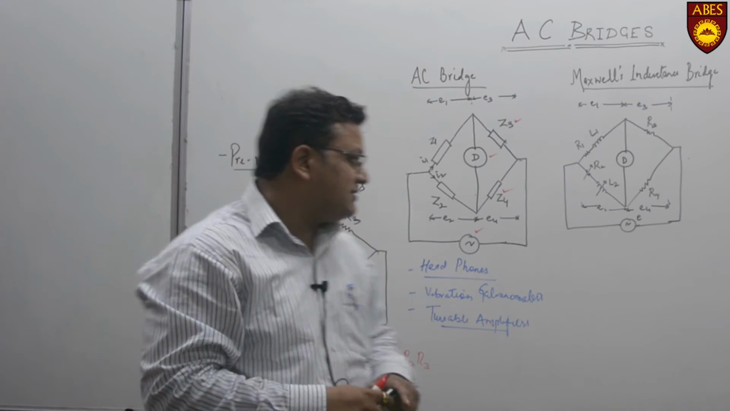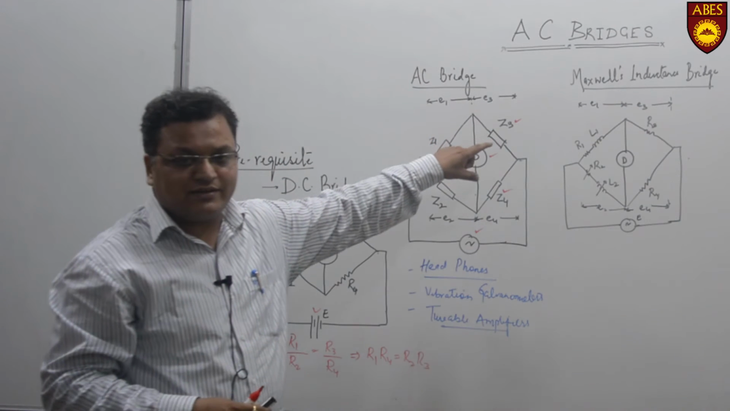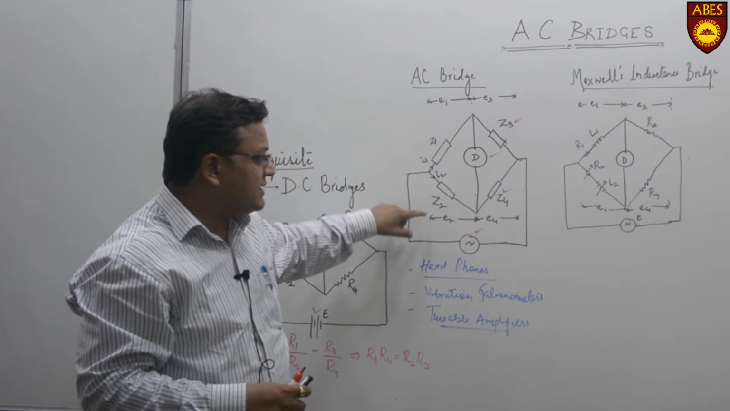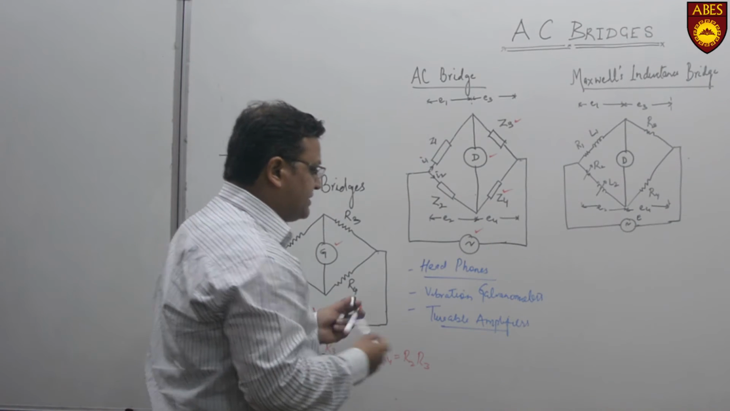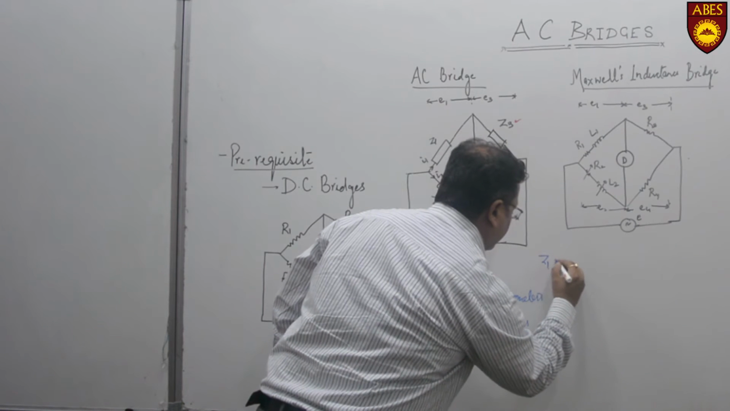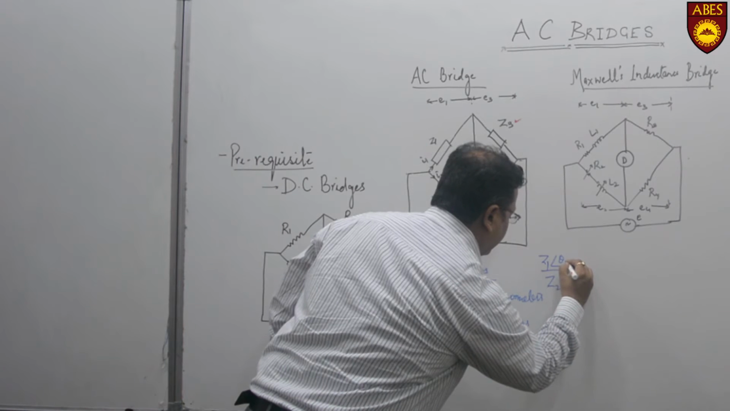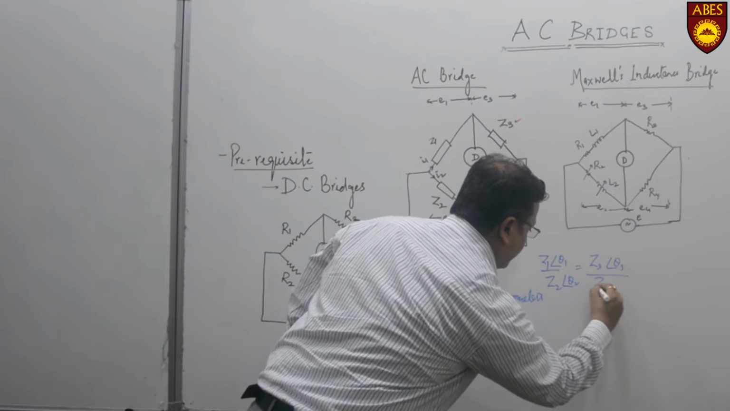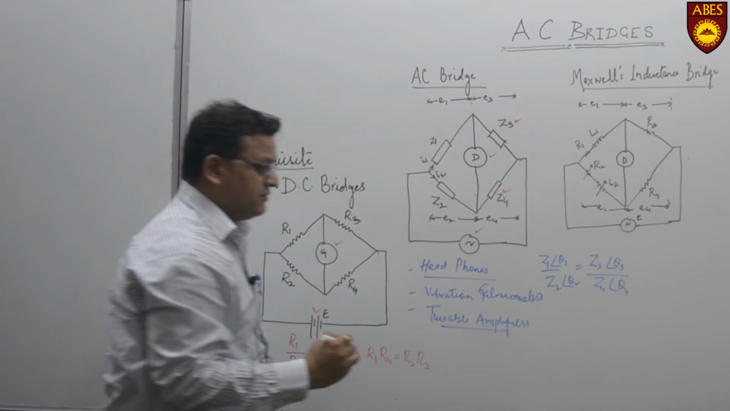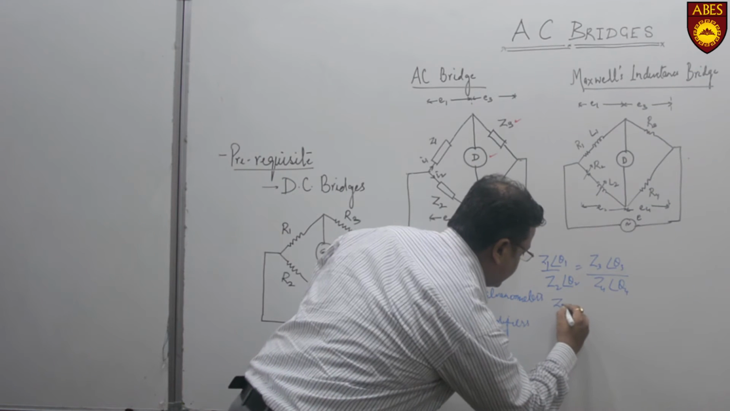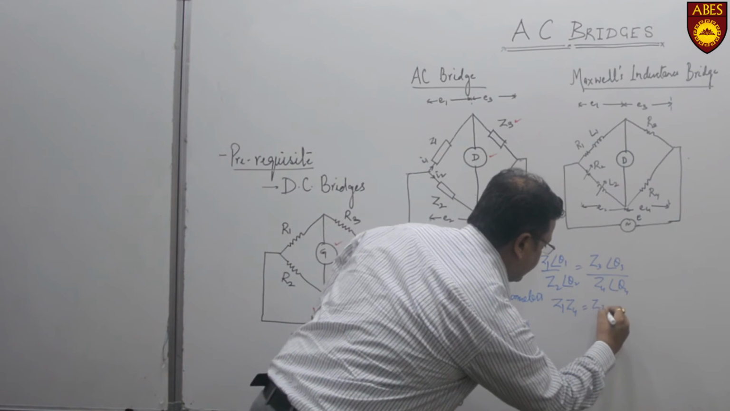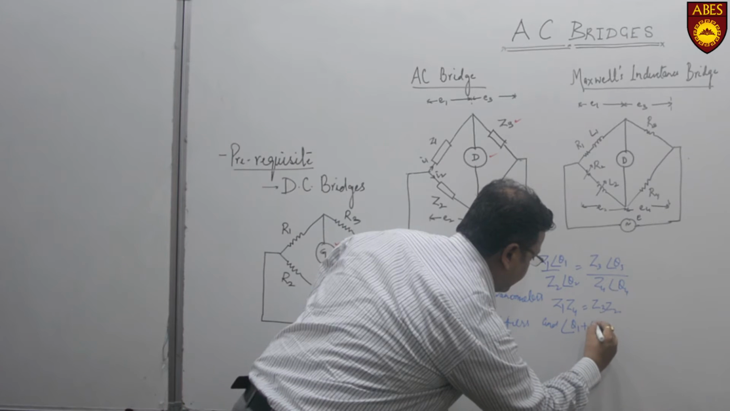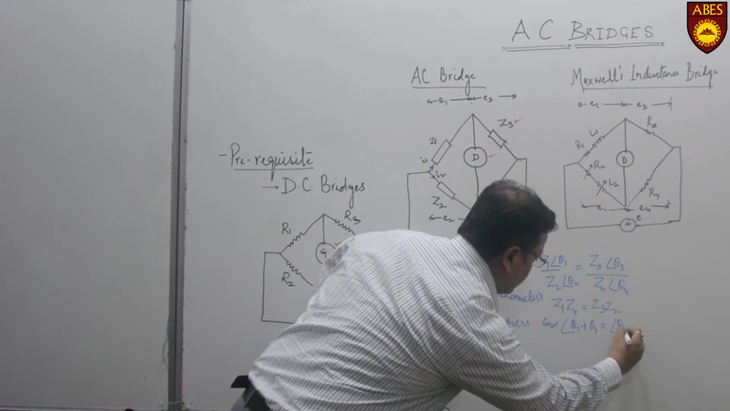Under balanced conditions, this detector will show a null point and there won't be current in this branch. So Z1 by Z2 will be equal to Z3 by Z4. Z1 by Z2, of course with angle theta 1 and angle theta 2, will be equal to Z3 angle theta 3 by Z4 angle theta 4. This can further be written as Z1 Z4 is equal to Z3 Z2, and angle theta 1 plus angle theta 4 is equal to angle theta 2 plus angle theta 3.